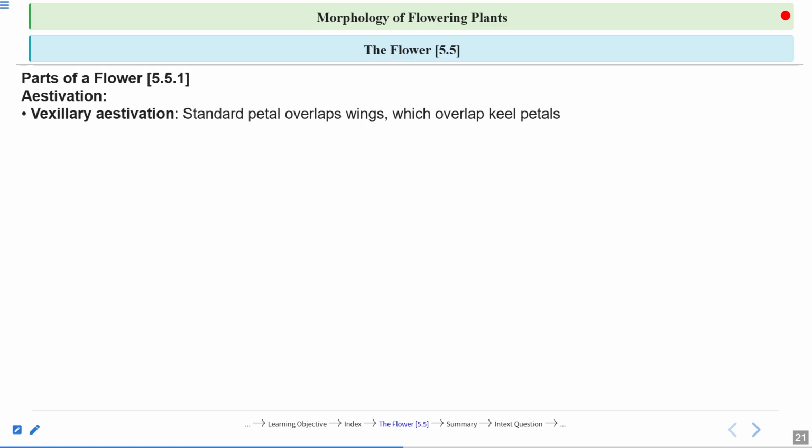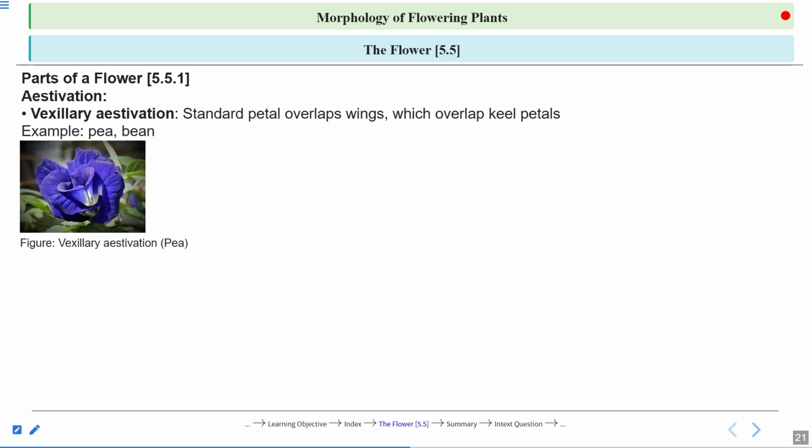Next, the last one is the vexillary. The standard petal overlaps the wings, which overlap the keel petals. Right? So pea and bean are the examples. You can see the standard one overlapping the two wings. And the one which I told you, where the petals are united, forms the standard petal. Inside the standard, there are two wings, and inside the wings, there are keel petals. So pea and bean show the vexillary estivation, and this is also one of the examples of zygomorphic symmetry. Right?